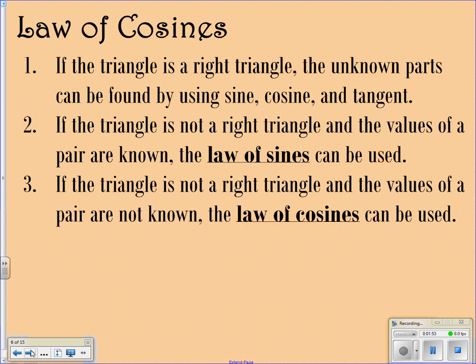However, if you have a triangle that is not a right triangle and you do not have an angle and a side pair, then you would use the law of cosines. Okay, so that's when you're going to want to use the law of cosines. If you try and use the law of sines and it's not going to work, you're going to have to use the law of cosines.